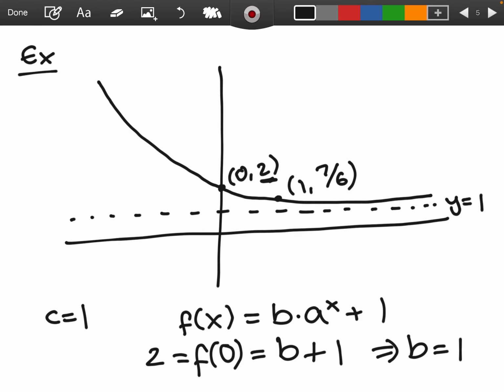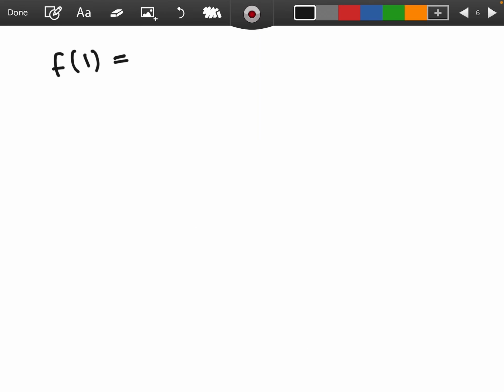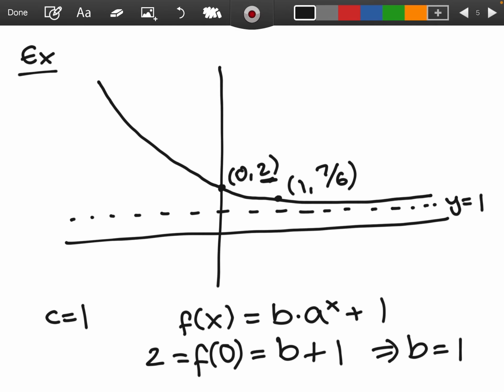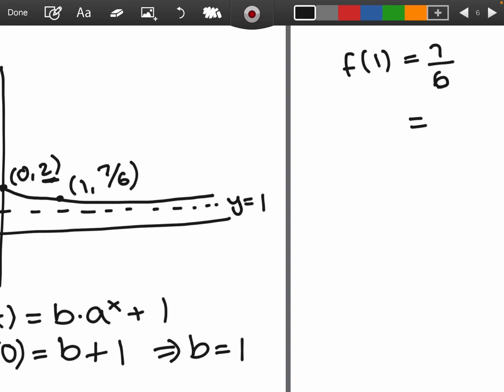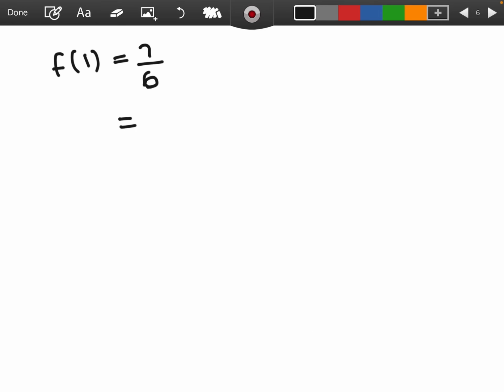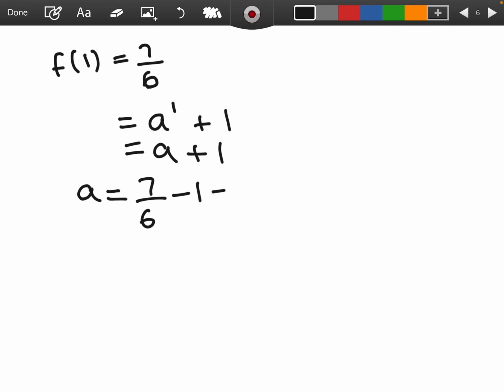Finally, I need to find my value of a. And like I said, we use the function value at 1, which if we look at our graph is 7 over 6. And then if we go ahead and plug this x is equal to 1 into our formula and use our values of b and c, we know that b is 1 and c is 1. So I get 1 multiplied by a to the 1 plus 1, which is just a plus 1. So that tells me that a is equal to 7 over 6 minus 1, which is just 1 over 6.